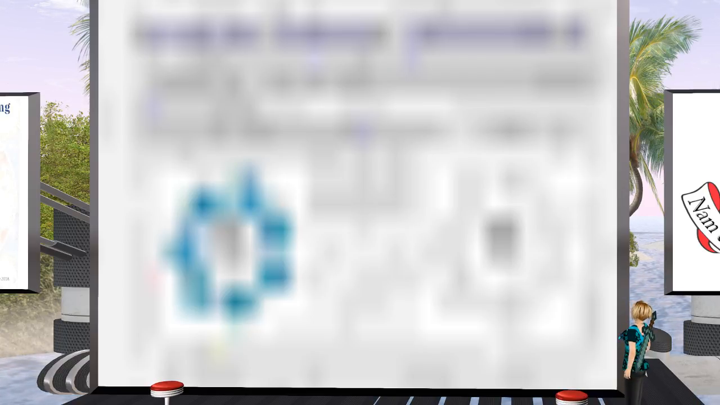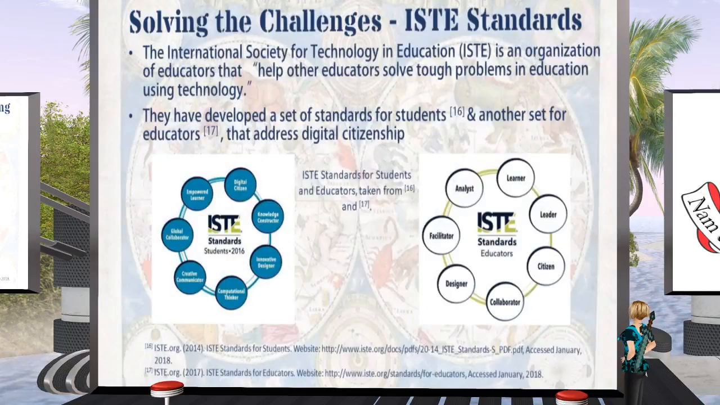Another solution has been developed by the International Society for Technology in Education. ISTE is an organization of educators that help other educators solve tough problems in education using technology. They have developed a set of standards for students and a separate set for educators, both of which address the issue of digital citizenship. Each circle has a definition and a set of actions associated with each standard, represented by circles in the figure.